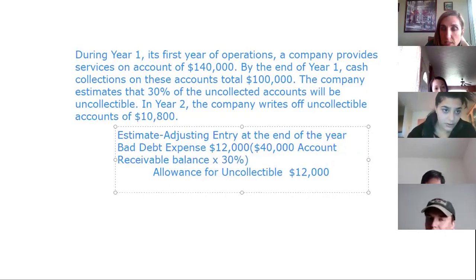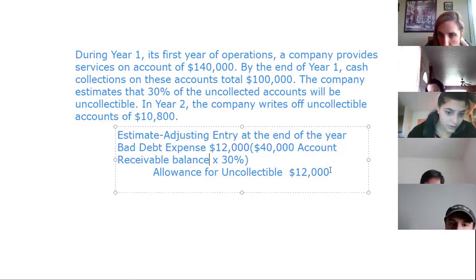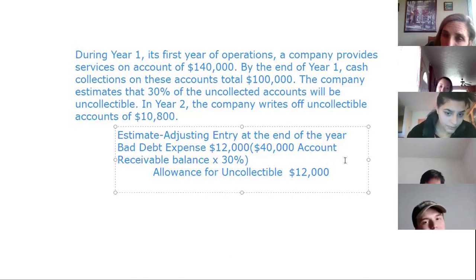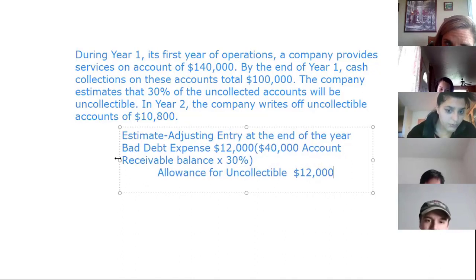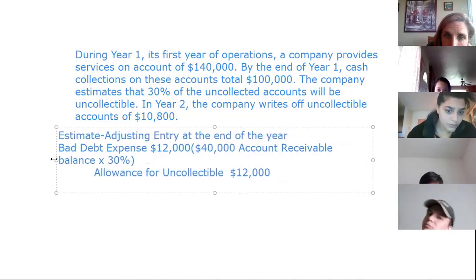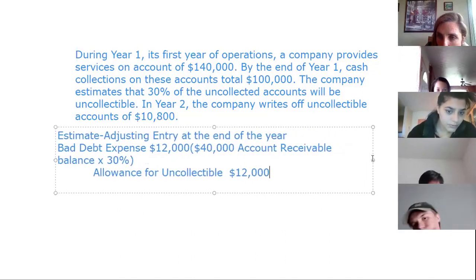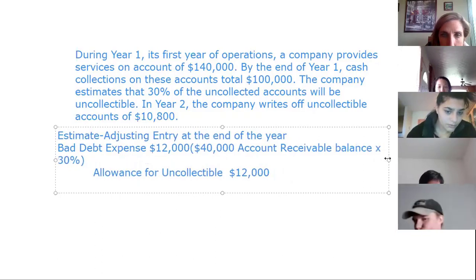So if 40,000 is owed to me and I think 30% won't be collected, I want the balance in the allowance account to end up being $12,000. Now, this is assuming there was nothing in that allowance account initially. So if there is already a balance in the allowance account, it's going to change our problem a little bit, but I'll get to that in a minute.